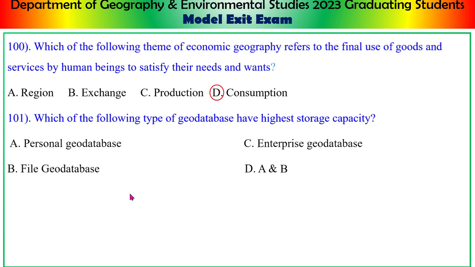Both file geo database and personal geo database types have the potential to have high storage capacity, depending on the specific implementation and file size limitation of the software. A file geo database has a maximum size of 1 terabyte per data set, while a personal geo database has a maximum of 2 GB per data set. Therefore, if both are used together, they can provide the highest storage capacity.